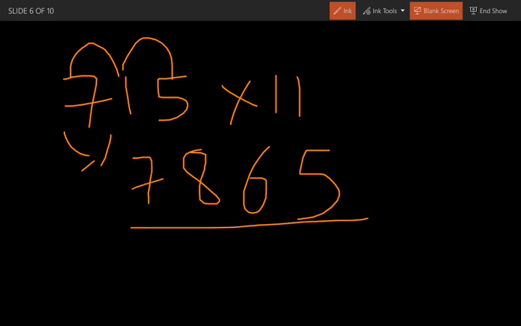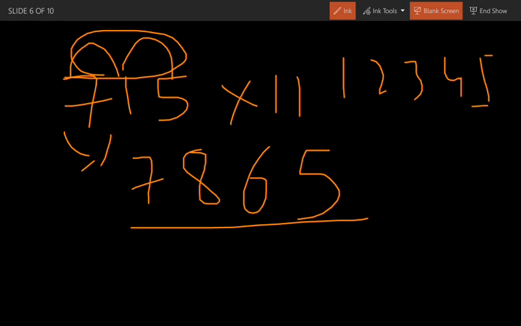So how long are you going to add these numbers? See, if you have a bigger problem, 1 2 3 4 5, then you're going to add 5 plus 4, 4 plus 3, 3 plus 2, 2 plus 1, until the last number. See, the answer is going to be 5.